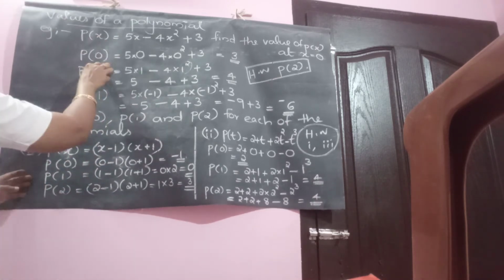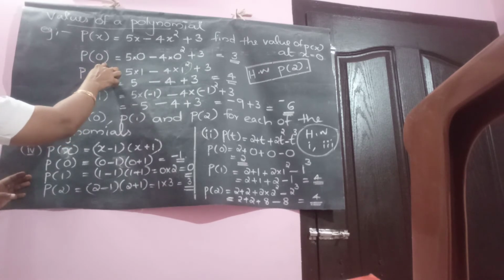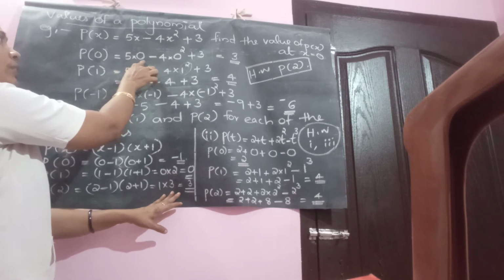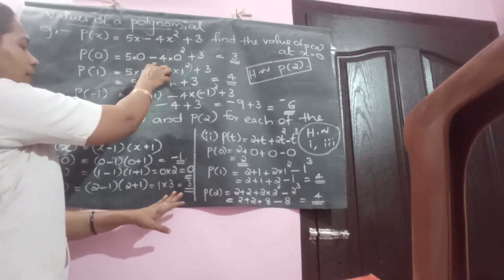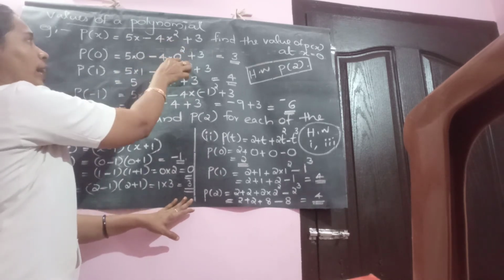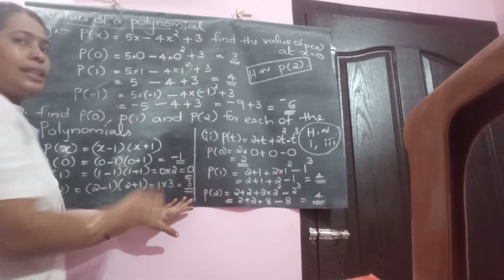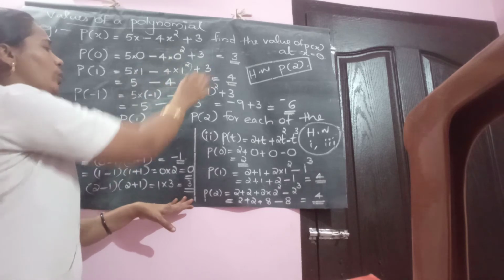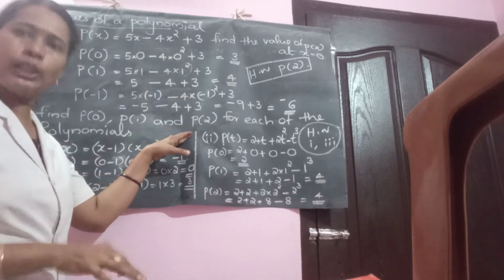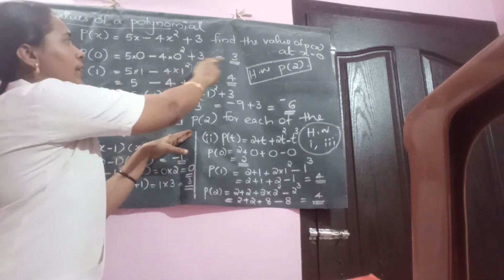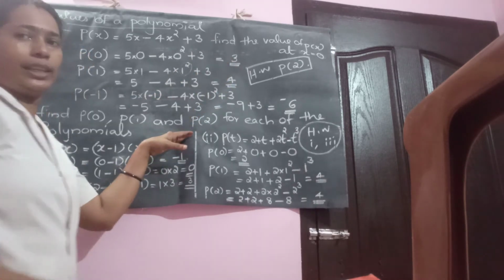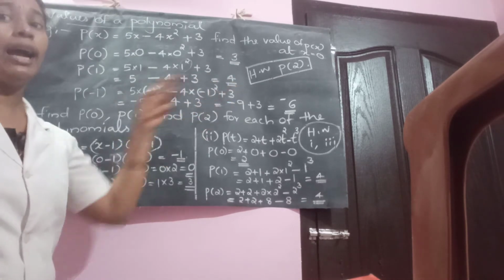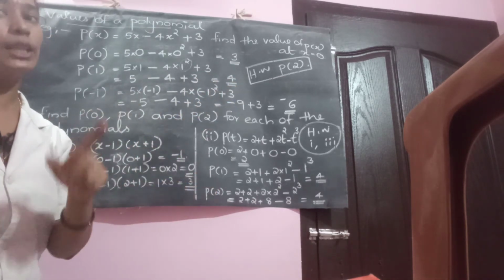Instead of x you put 0. P of 0 equal to, on the right side also, 5 into x you write it as 5 into 0, minus 4 into 0 (x square as 0 square), then plus 3. 5 into 0 is 0. 4 into 0 square is also 0. So what is remaining there? 3. And this 3 is called the value of the polynomial at x equal to 0.